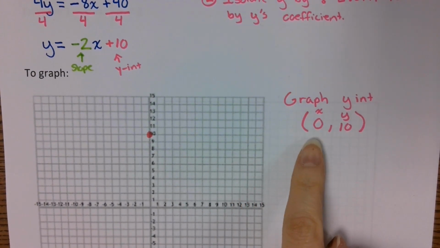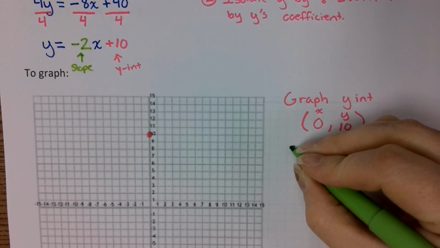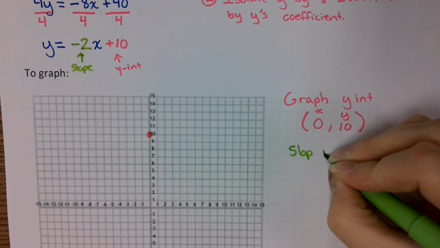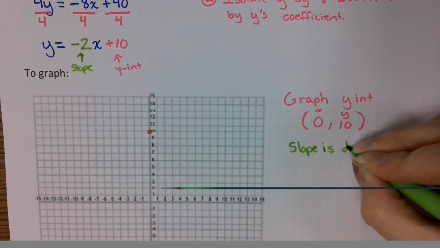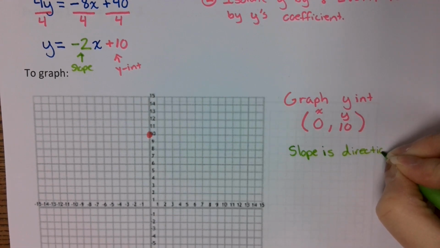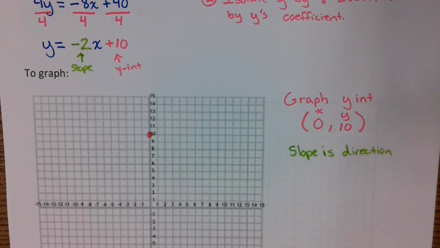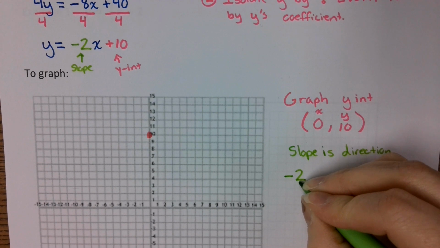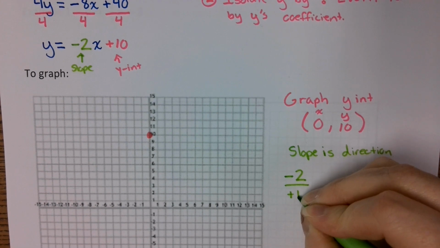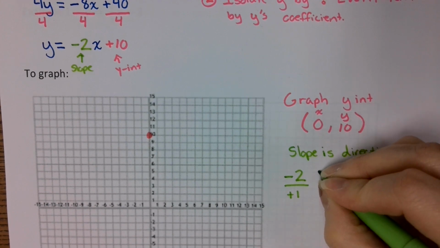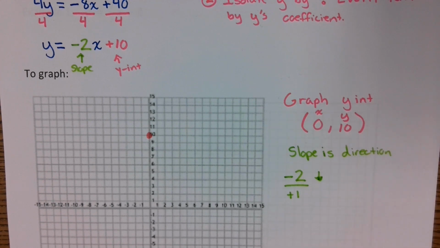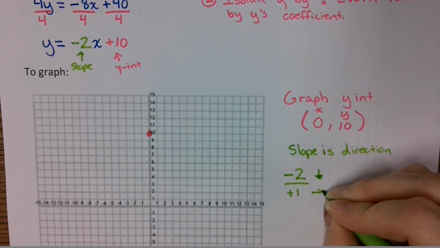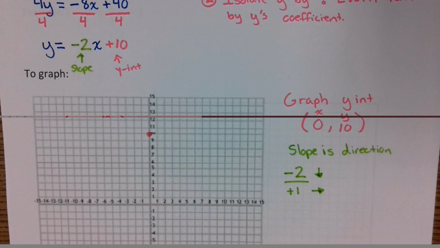All right, so we graphed our point 0, 10. Now we're going to go ahead and utilize that slope. Remember, slope acts like its direction. It's a GPS. It's telling us the movements that we're going to do. So if my slope is a -2, I can write it in two different ways. I can write it as -2 over a positive 1, which means that I would go down 2 spaces, but then I would move to the right 1 space.